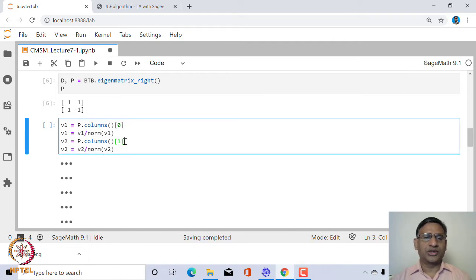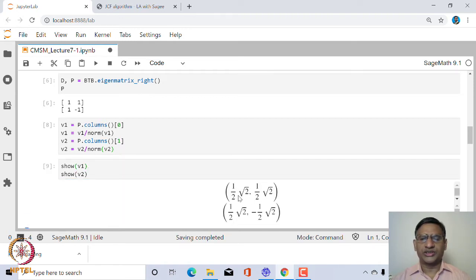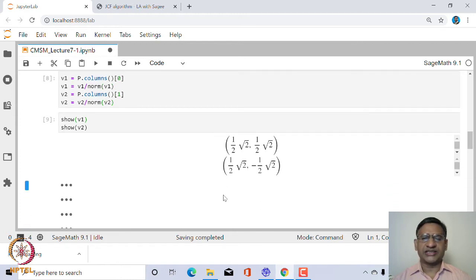and since we need V to be an orthogonal matrix, we will divide V1 by its norm and V2 by its norm. So this is what we get, and let us ask it to show what V1 and V2 are. V1 is 1 by square root 2, 1 by square root 2, and V2 is 1 by square root 2, minus 1 by square root 2. So we have got the matrix V. The first column will be 1 by square root 2, 1 by square root 2, and the second column will be 1 by square root 2, minus 1 by square root 2.